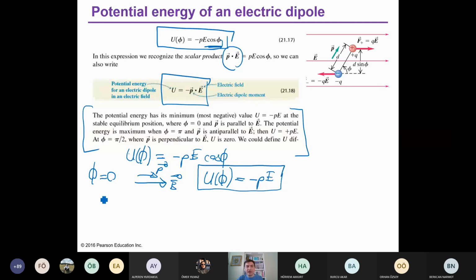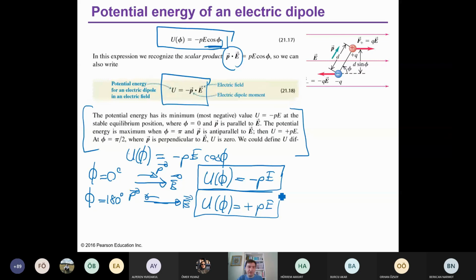And what about the antiparallel condition? Here the dipole moment P is opposite to E. What about the potential energy? Cosine 180 is minus 1. Here I have another minus, so I will have positive PE. I will explain the meanings of these solutions. Then what about 90 degrees? Potential energy is 0 because cosine 90 is 0, right? Cosine 90 is 0, so this term will be 0.